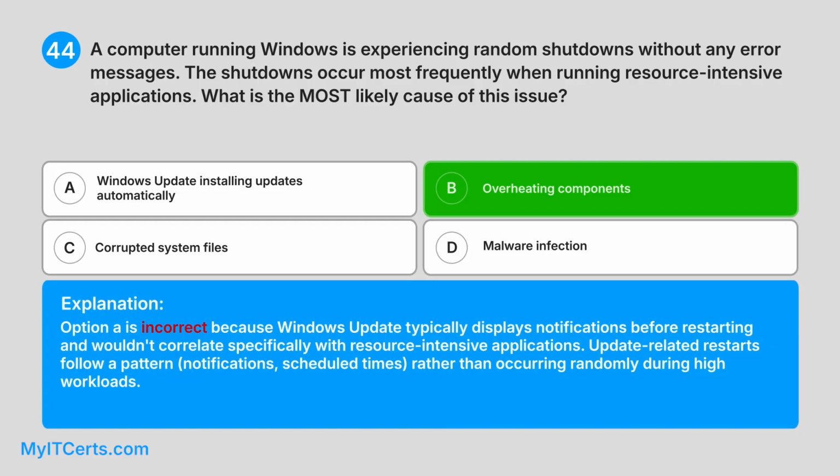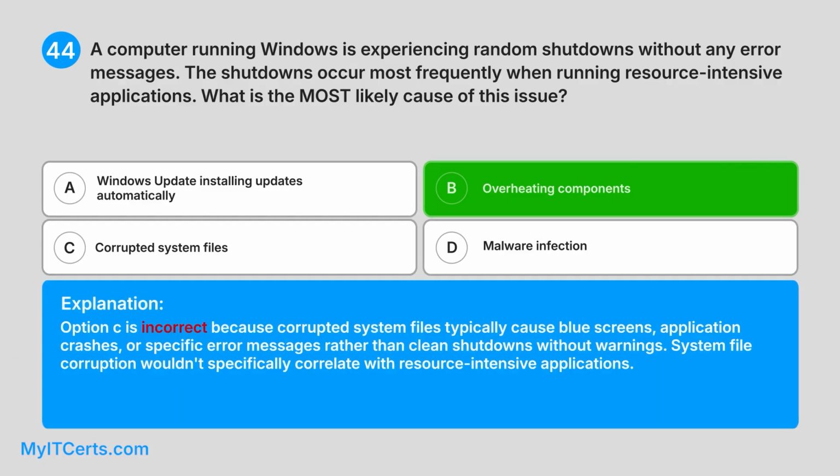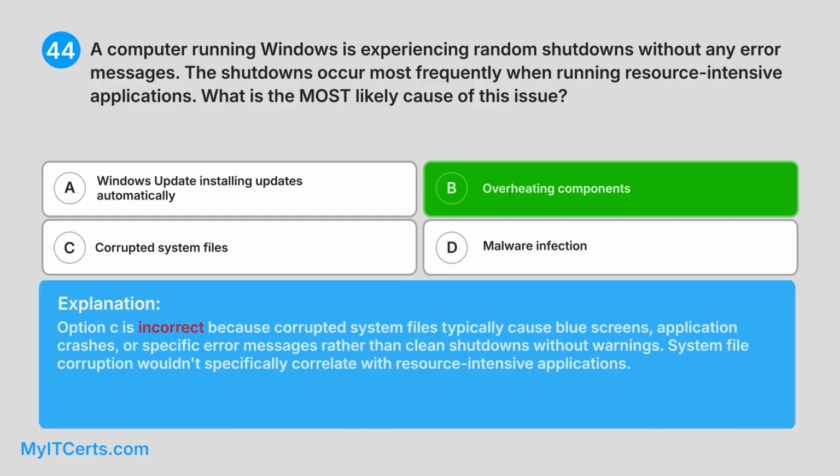Option A, Windows Update installing updates automatically, is incorrect because Windows Update typically displays notifications before restarting and wouldn't correlate specifically with resource-intensive applications. Update-related restarts follow a pattern, notifications and scheduled times, rather than occurring randomly during high workloads. Option C, corrupted system files, is incorrect because corrupted system files typically cause blue screens, application crashes, or specific error messages, rather than clean shutdowns without warnings. System file corruption wouldn't specifically correlate with resource-intensive applications.